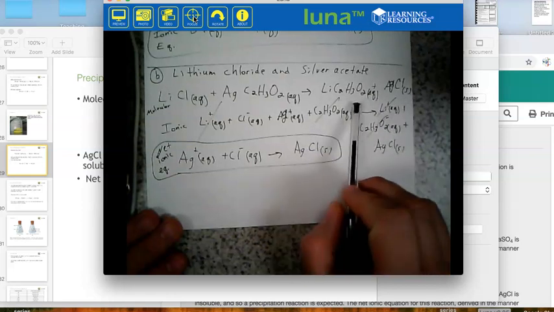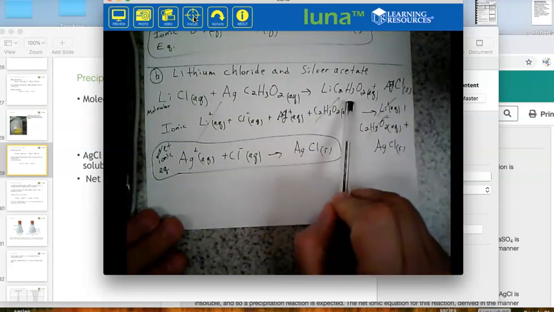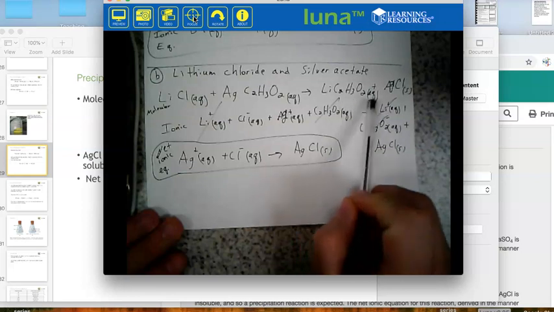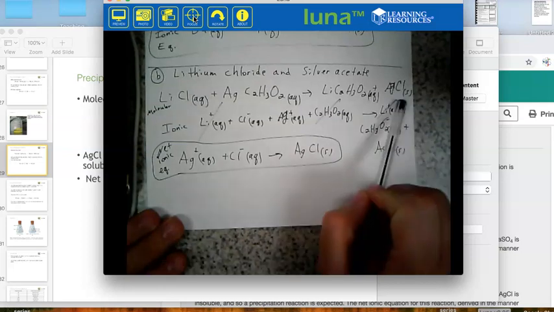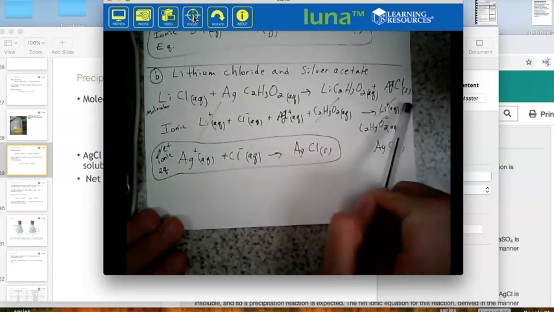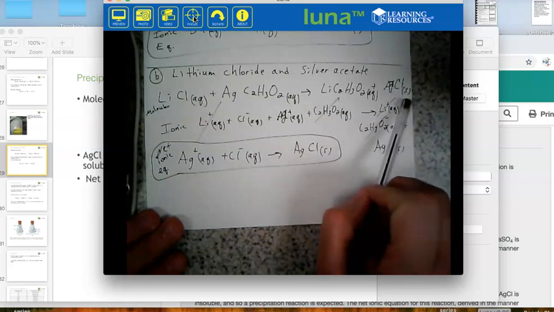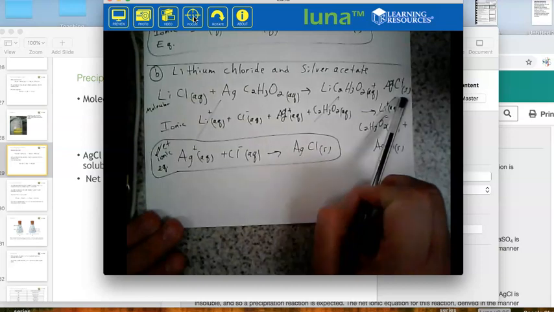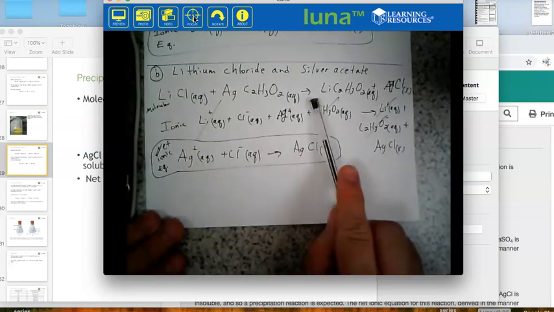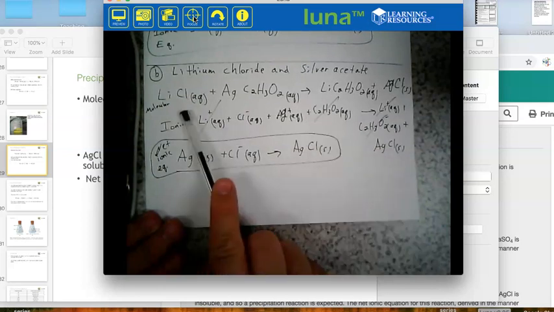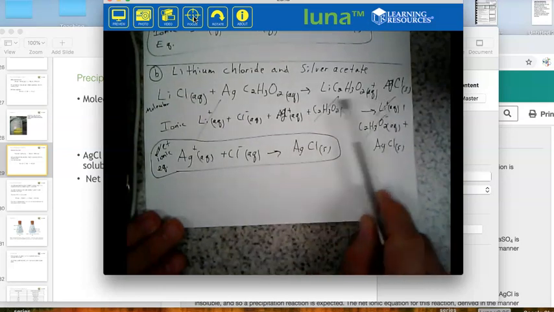So here, acetates are soluble in water. Chlorides are soluble. Halides are soluble in water, except silver, lead, mercury. And here we have silver, so this is an exception. That's why our silver 1 chloride is a solid. So this is a balanced equation. I didn't have to write any subscripts here, and so everything is balanced.